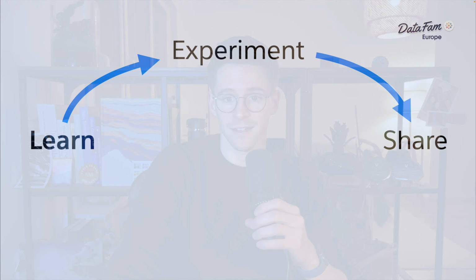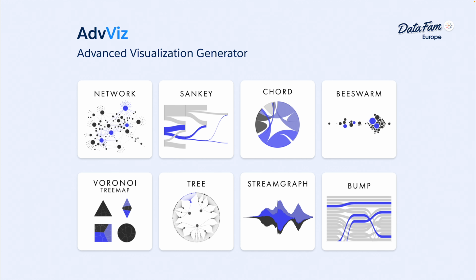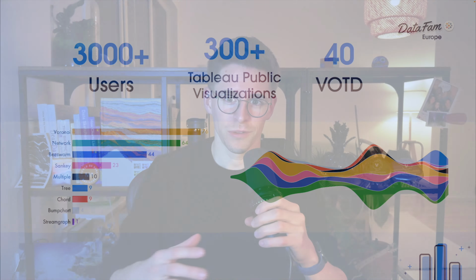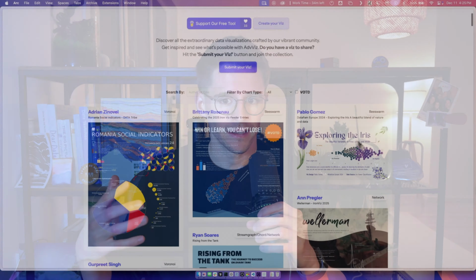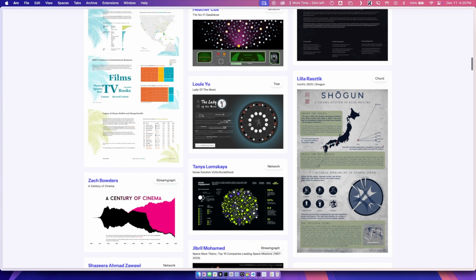I spent a lot of time building AdViz, and then it was time to thrive. So thriving, what does that mean? AdViz itself, that free tool that we built, now has more than 3,000 users, 3,000 people that have created an account in order to use it. And we found more than 300 Tableau Public visualizations that were built using AdViz, and you can find them in the gallery on our website. And among those, there are around 40 Viz of the Day.